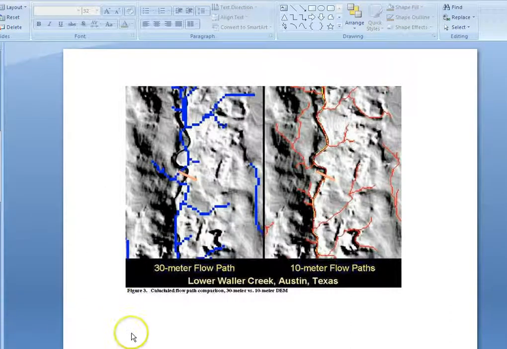So here's an example of creating a flow path based on a 30-meter resolution DEM and a 10-meter resolution DEM. And you can see that the 10-meter resolution DEM gives you a much finer grid or a much finer line in developing that raster, deriving that raster.